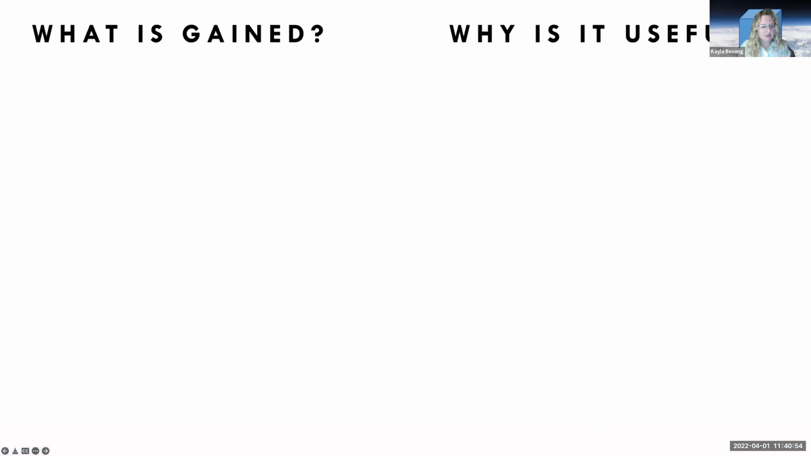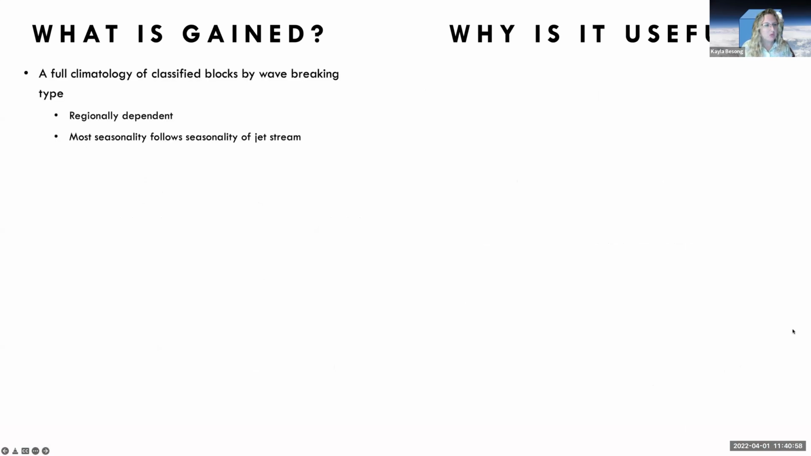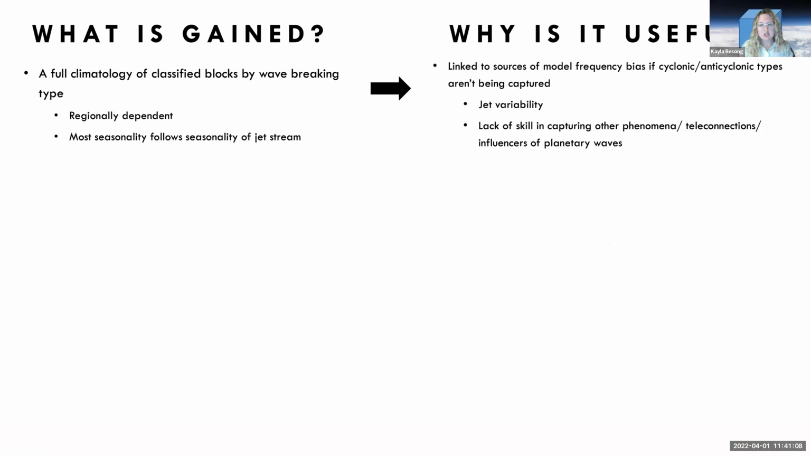So overall, from all of this, and for me talking for however long, what have we actually gained? Well, we have a full climatology of classified blocks by wave breaking type that is regionally dependent and follows the seasonality of the jet stream. Why is this useful? Well, it's actually linked to sources of model frequency bias, right? I mentioned at the beginning that we're pretty bad at capturing blocking frequency. So this could be useful in identifying some sources of biases in capturing other phenomena, such as teleconnections and influencers of planetary waves.